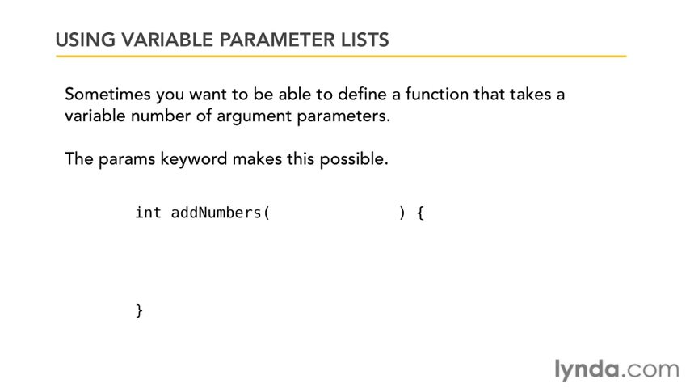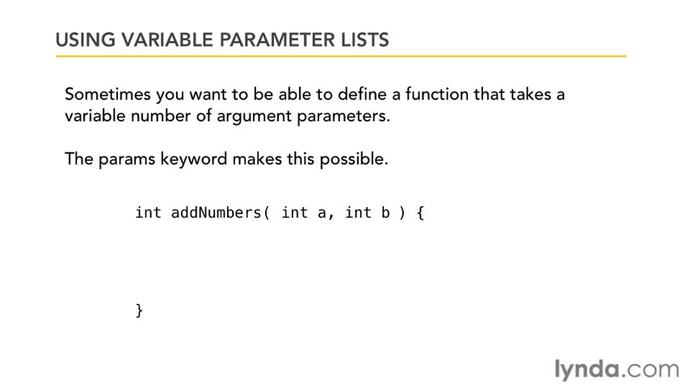Suppose I have a function that added a bunch of numbers together. Now, I could add a whole bunch of numbers, but the problem is without using variable parameter lists, I'd have to have a fixed number of parameters. So, for example, I could supply two integers in this case, a and b. But what if I wanted to add 3 integers or 4 integers or some unknown number of integers?